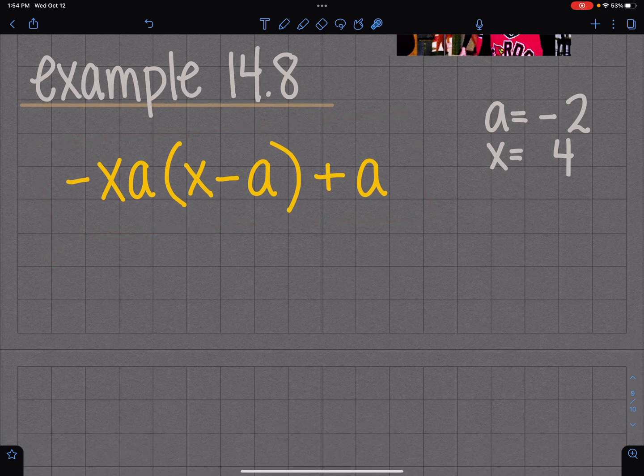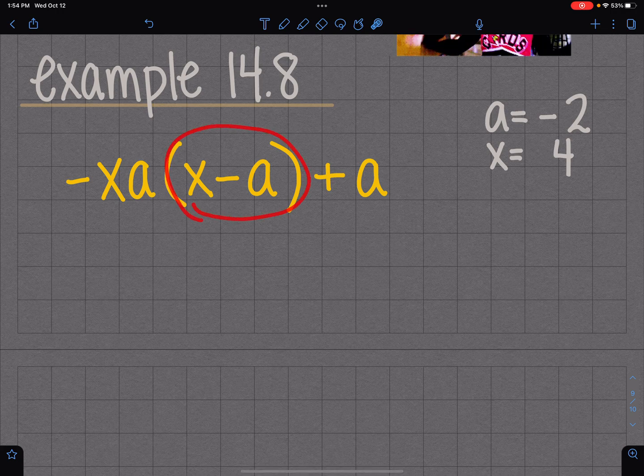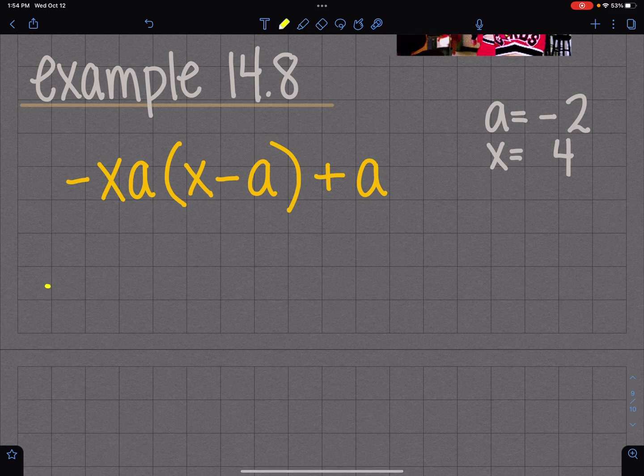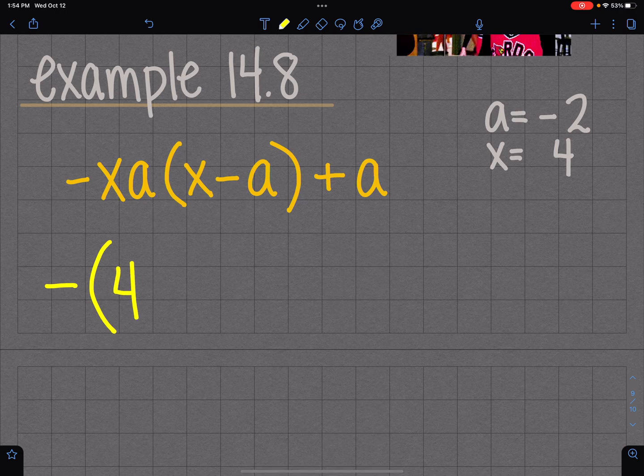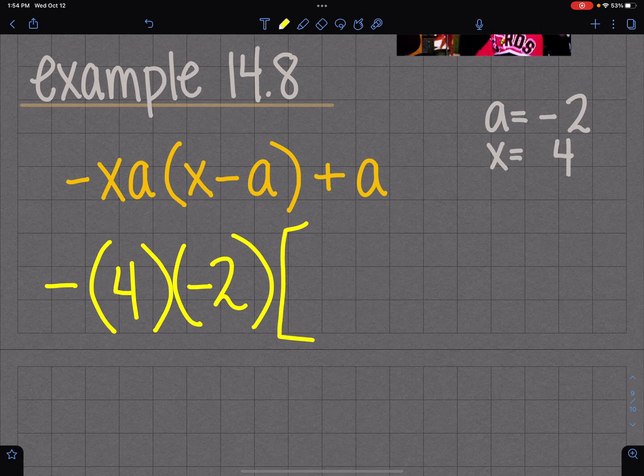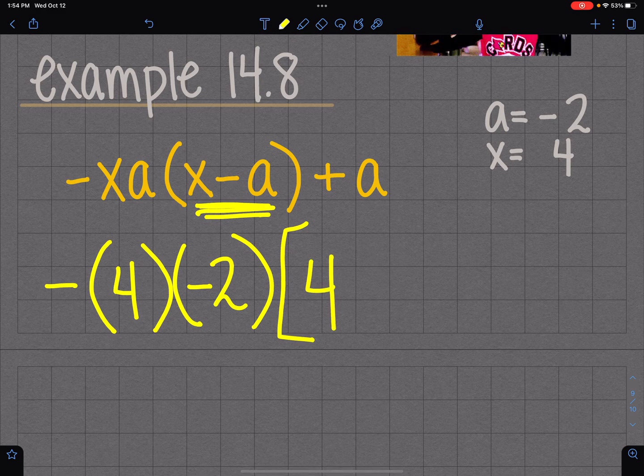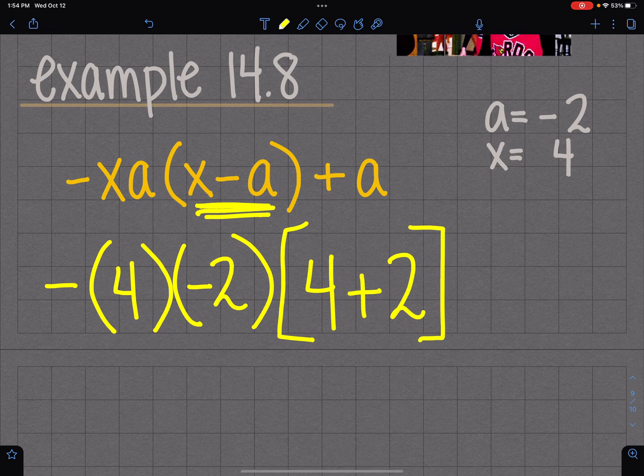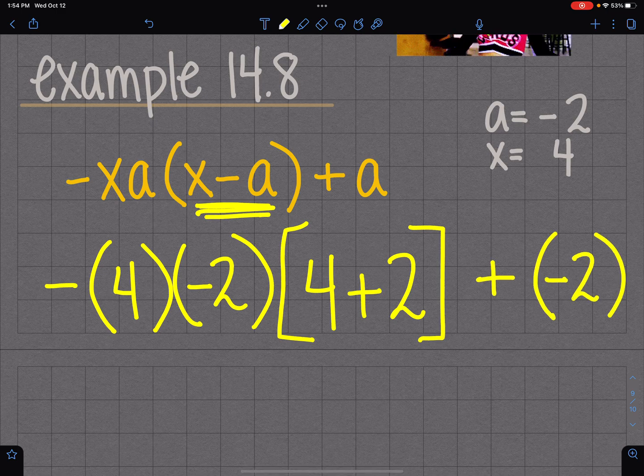When I take a step back, this is the nucleus. Let's do that first. Okay, but first I'm going to plug everything in. Negative x times a. X times a is 4 times negative 2. Now I'm going to do x minus a. So I'm going to do 4 minus a negative 2, which is the same as 4 plus 2. I kind of did that in one step, but that's okay. And then I'm going to add a at the end, plus a negative 2 at the end.